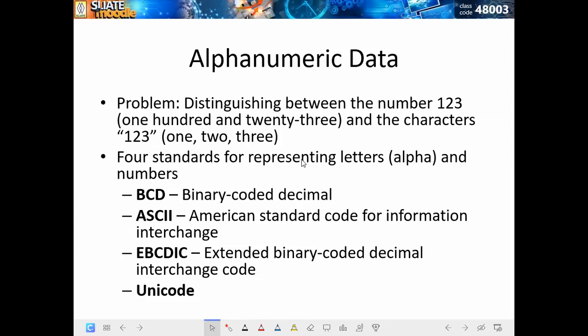Then in this lesson, we are going to talk about this alphanumeric data. That means if you are going to type something, type text into the computer. Problem: distinguishing between the number 123 and the character 123.